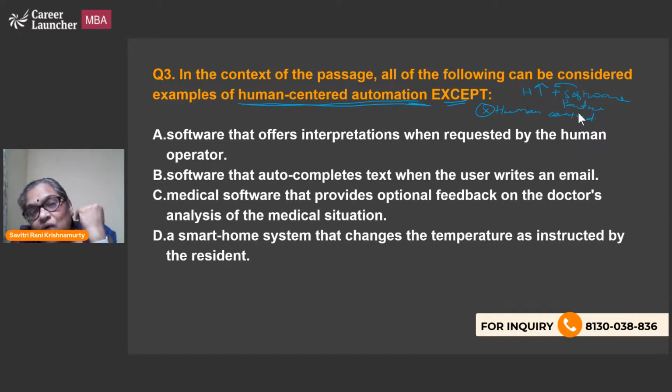So think of the one where the role played by the human being is more crucial or important, and the one where the human being has almost no role, or the software is more important. The software that offers interpretations when requested by the human operator. So the interpretations are only based on the human operator's request. So this is a human centered automation. This cannot be our answer.